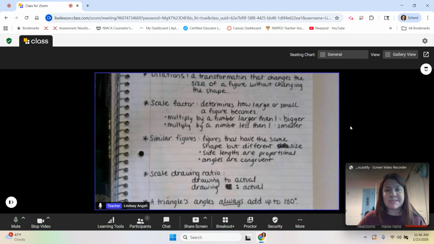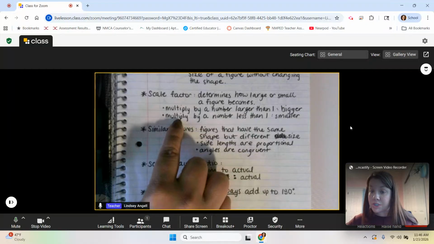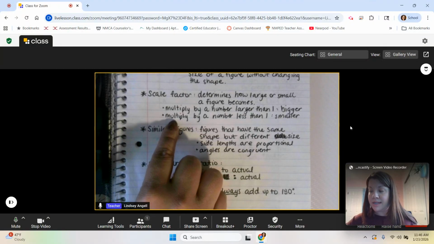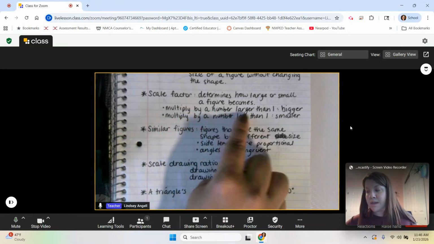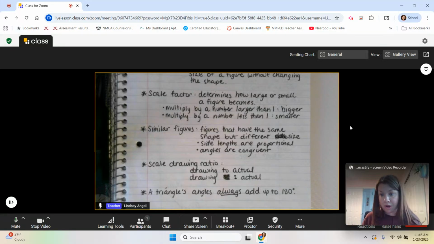Scale factor determines how large or small a figure becomes. This is really important, and there is a question about this on your test. If you multiply by a number larger than 1, you're going to get a bigger figure for the second figure. If you multiply by a number less than 1, so maybe a half or a third, then you're going to get a smaller figure. So the smaller the number you multiply by, the smaller the figure will become. The bigger the number, the bigger the figure will become.